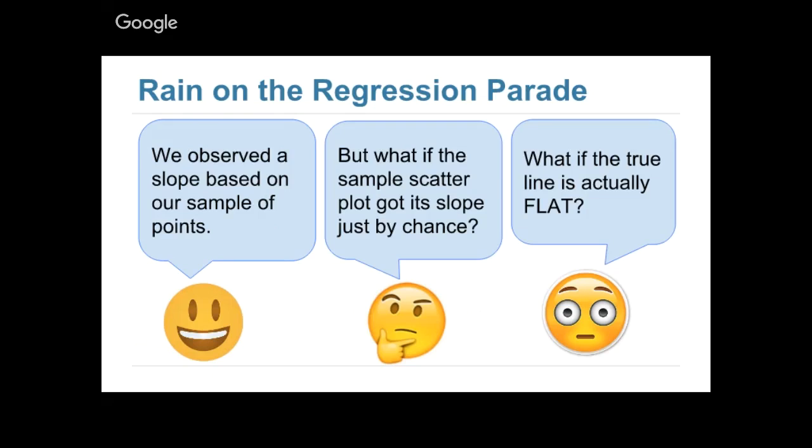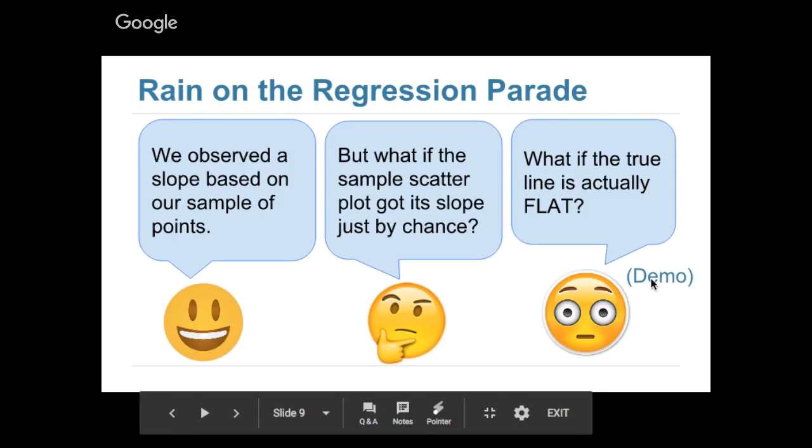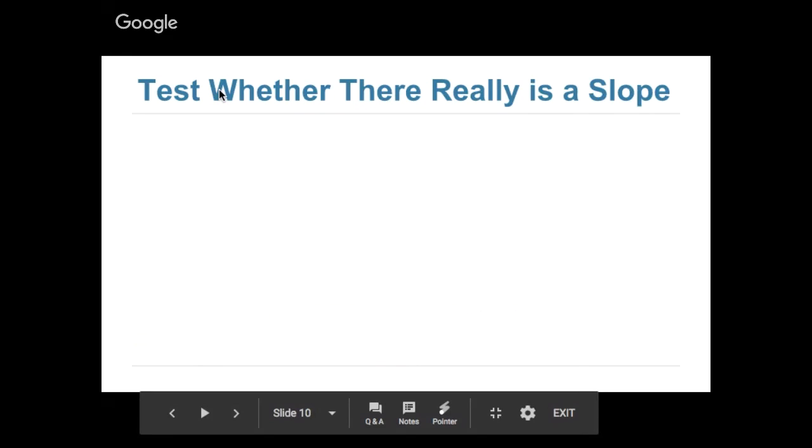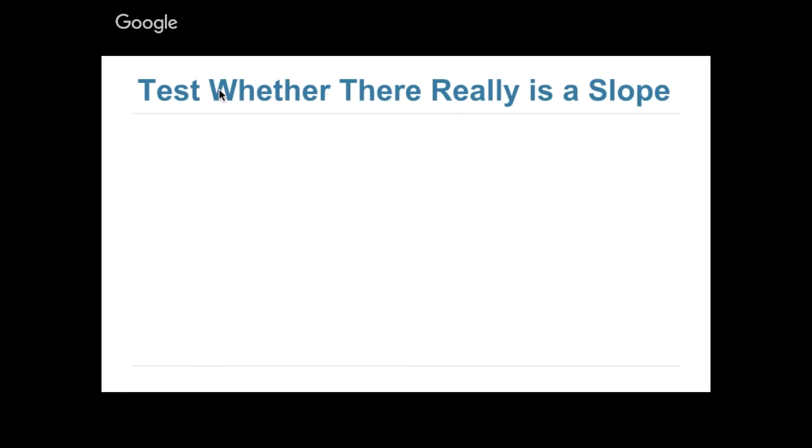Okay, so when we're looking at that, what we're asking is whether or not there really is a slope between x and y, right? So if there's actually a real relationship between x and y, we should observe that, when we take multiple samples, we don't really get a 0 slope in our samples.